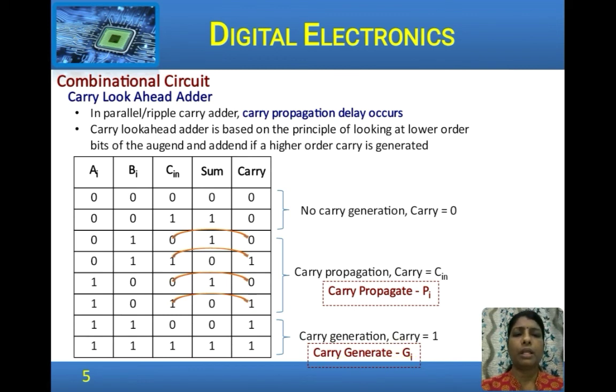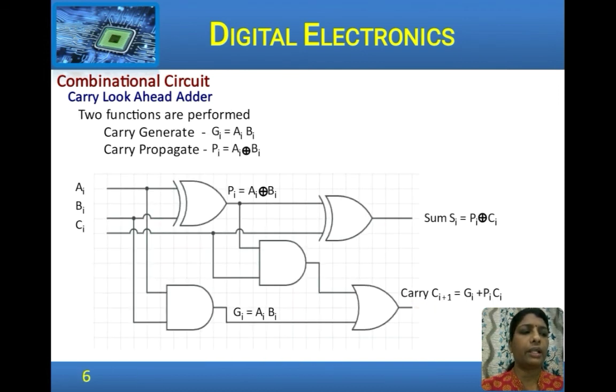So, when A and B are both zeros, there is no carry generation. When A and B are both ones, carry is generated, and when either of them is 1, carry gets propagated from the input to the output. This is the principle that is used for designing a carry look ahead adder. So the two functions that are performed are carry generate Gi, which is equal to AiBi, and carry propagate. Observe the suffix i gives the stage number. For a given stage, the carry generate and propagate depend only on the values of the inputs A and B.